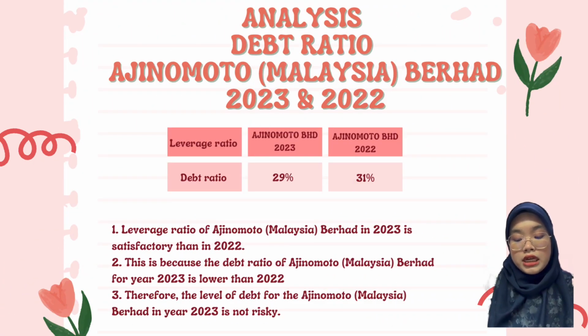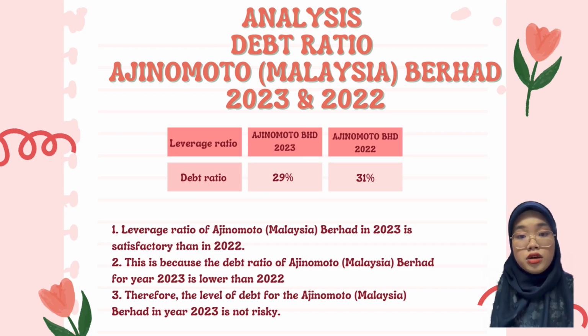I want to explain the analysis debt ratio Ajinomoto Malaysia Berhad 2023 and 2022 year. Leverage ratio of Ajinomoto Malaysia Berhad in 2023 is satisfactory than in 2022. This is because debt ratio of Ajinomoto Malaysia Berhad for year 2023 is lower than 2022. Therefore, the level of debt from the Ajinomoto Malaysia Berhad in year 2023 is not risky. That's from me. Thank you.